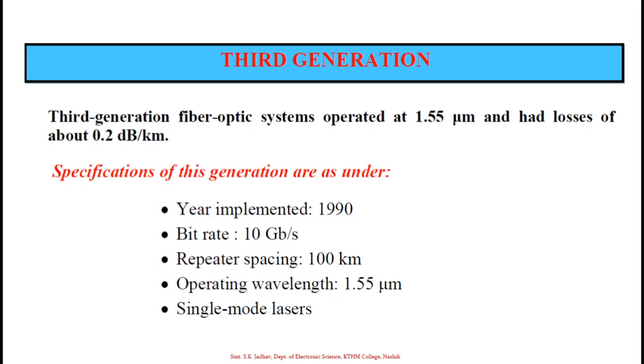Scientists overcame this difficulty by using dispersion shifted fibers designed to have minimal dispersion at 1.55 micrometer, or by limiting the laser spectrum to a single longitudinal mode. These developments eventually allowed third generation systems to operate commercially at 2.5 gigabits per second with repeater spacing in excess of 100 km. And all these are the specifications given below.